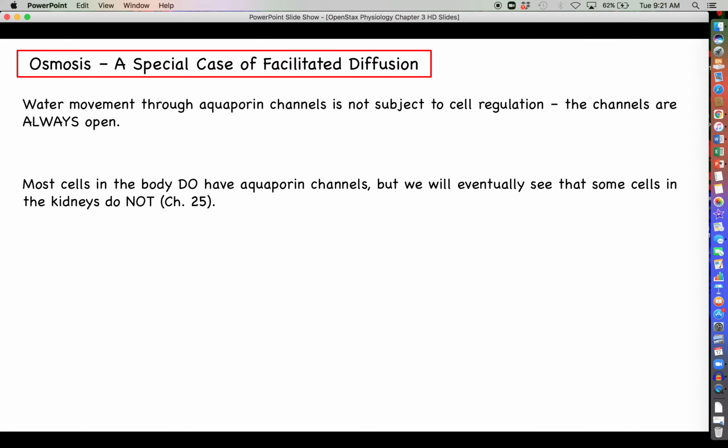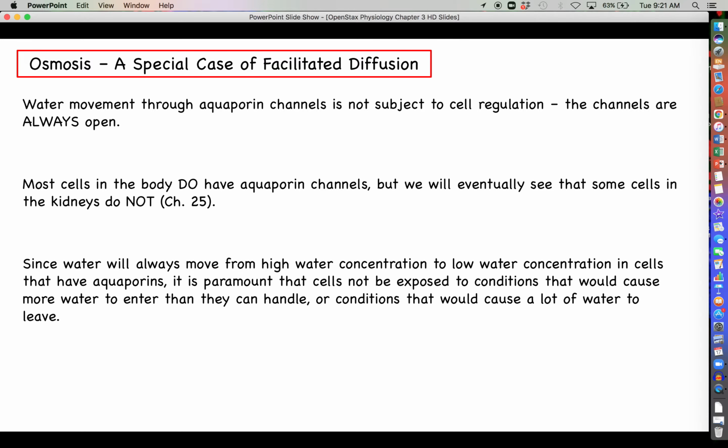Most cells in the body do have aquaporin channels, so it's not usually going to be a case of you having to worry whether this cell has aquaporin channels or this cell does not. So in most cases, you can assume that every cell is going to have an aquaporin channel. It's not going to be until we start looking at kidney physiology that we really start to look at examples of, okay, these cells do not have aquaporin channels, and for that reason, they cannot participate in osmosis.